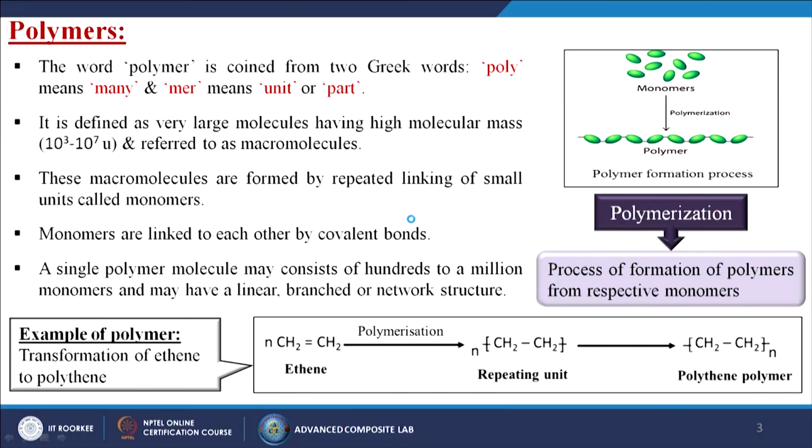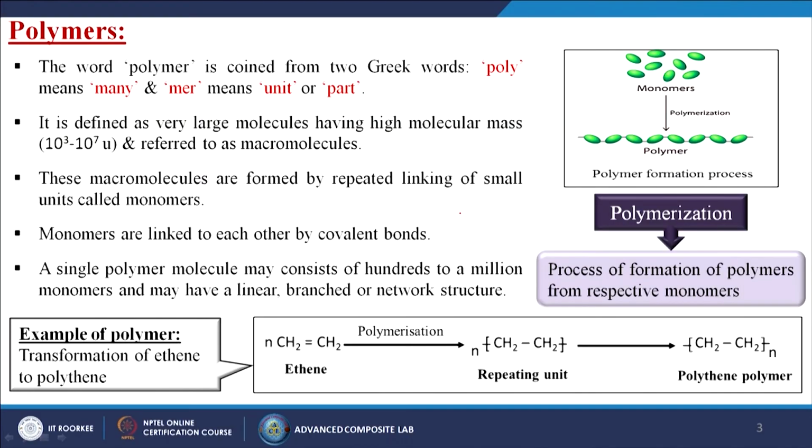Generally it is defined as very large molecules having high molecular mass, generally 10 to the power 3 to 10 to the power 7 units, and referred to as macromolecules. The macromolecules are formed by the repeated linking of small units called monomers, as I told already. So, small monomers attach to each other, and then they make one polymer. Monomers are linked to each other by covalent bonds. So, generally in polymers we can see covalent bonds.